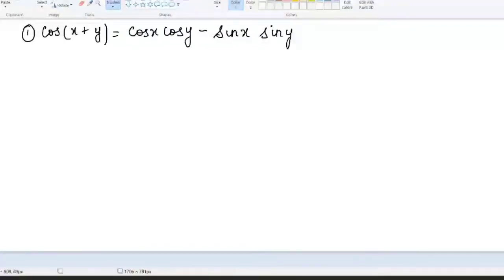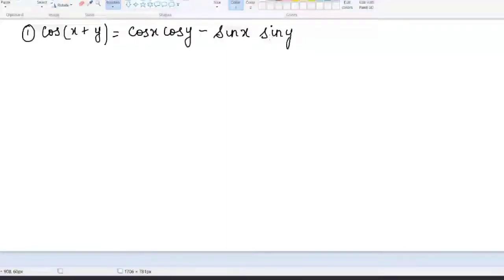Now, for a 6-mark derivation, they will give you this formula for 4 marks. The 6 marks derivation will be together. For that, this will contain 4 marks. Then for the other 2 marks, they will ask, hence find out what is cos 2x.